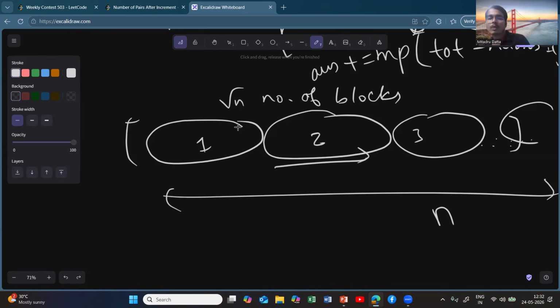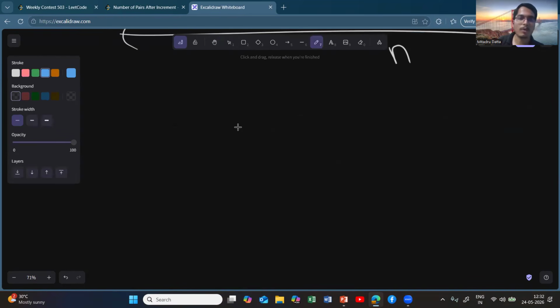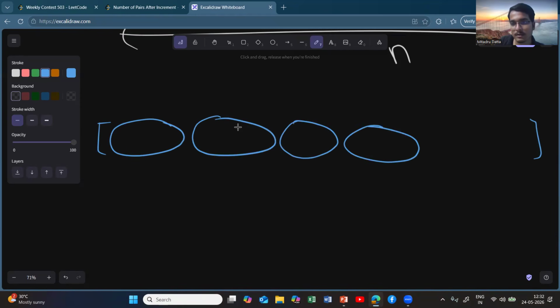And what if you want to update? Let's say you divide it into blocks, and from this number till this number you need to update. I will show you how the update can be done very easily. You have divided your whole array into blocks, and the question asks you to do a range update starting from this value L to some value R.